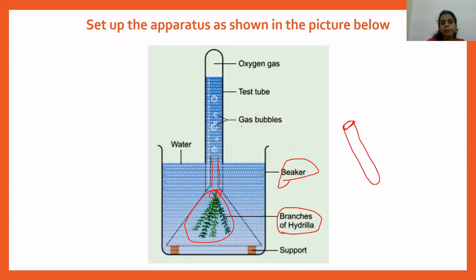One important point which I want to tell you here is about the water which we are using in the beaker. If you are using pond water, that's well and good. For example, if you do not have any pond water available, you can use normal tap water, and you can add sodium bicarbonate to this tap water, which is also known as sodium hydrogen carbonate.